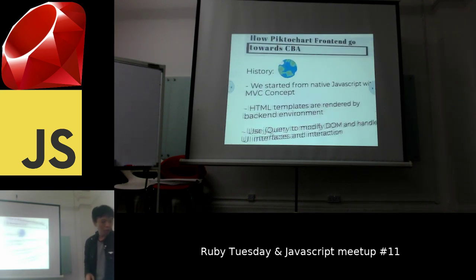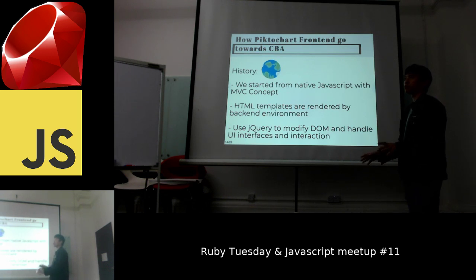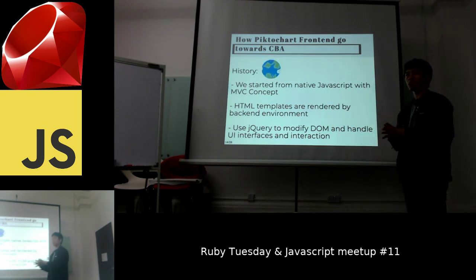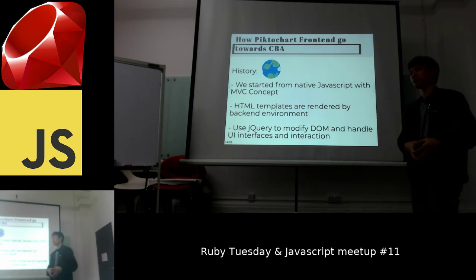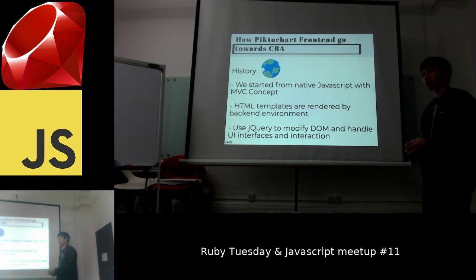Let me continue. So I would like to share a bit of our history. When I joined in 2014, the first time, I joined the JavaScript team, and I foresaw that the JavaScript is mostly a native approach. Basically, native means that there is not much of a structure there. It's like every page has its own JavaScript. Another page has its own JavaScript. There is sometimes shared code, but that shared code is also specific to these different pages.